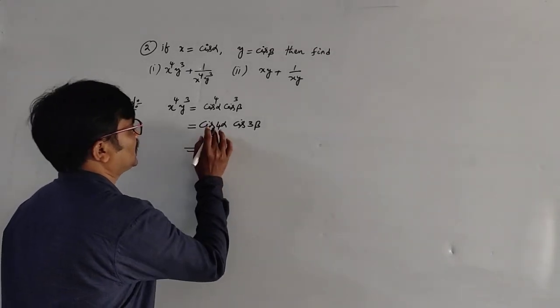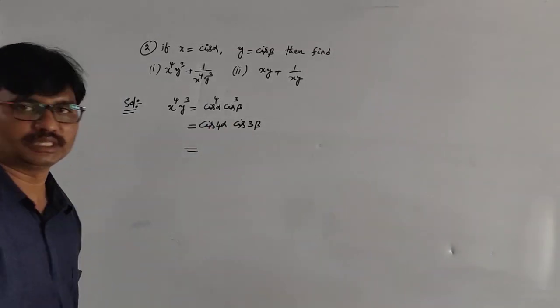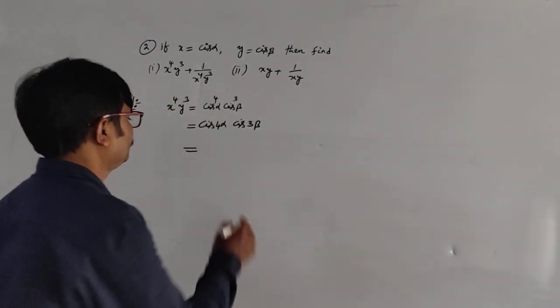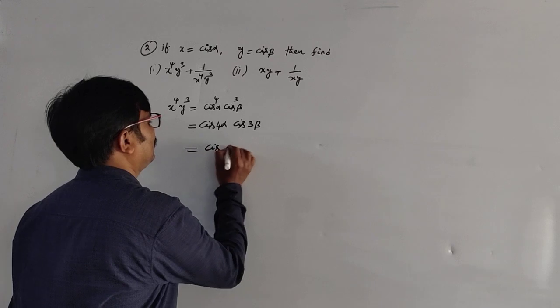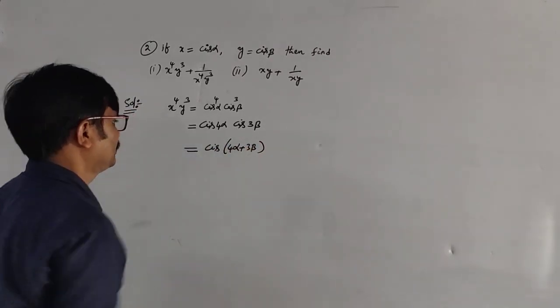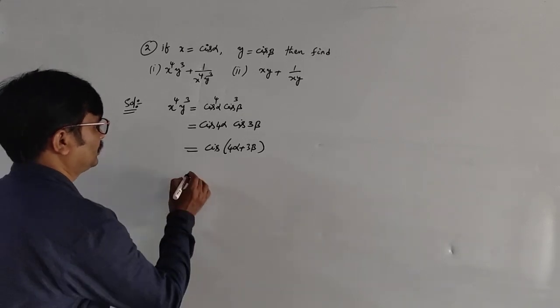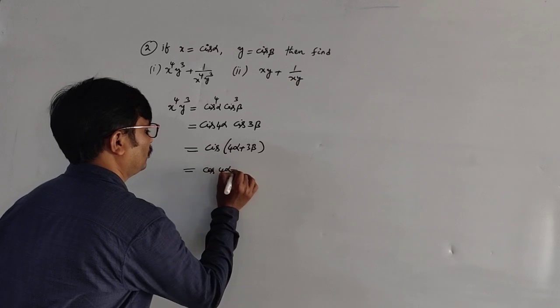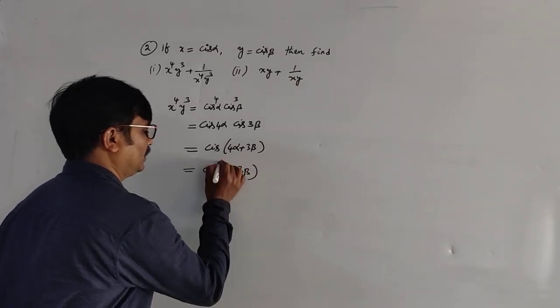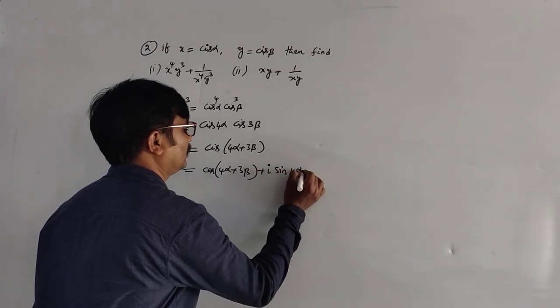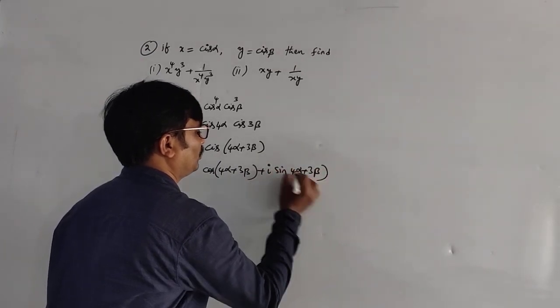After that, students, cis A into cis B is cis of A plus B. So cis of 4 alpha plus 3 beta. So now students, this is cos of 4 alpha plus 3 beta plus I sin of 4 alpha plus 3 beta.